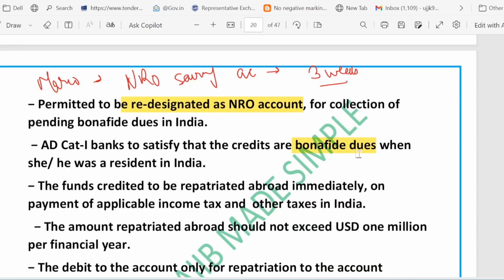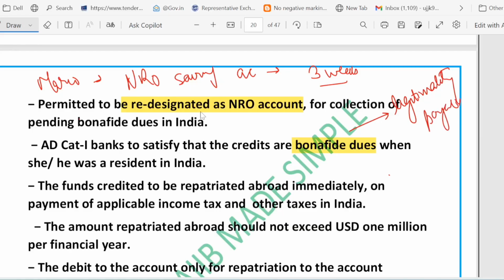So when I say bona fide due, what does it mean? It simply means money that was legitimately payable to the person while they were a resident, like salary, pending bill, or refund. The bank will ask for documents and proof before allowing repatriation, right? The bank will say, please provide me documents and proof before allowing the repatriation. Repatriation means sending back the money, right?